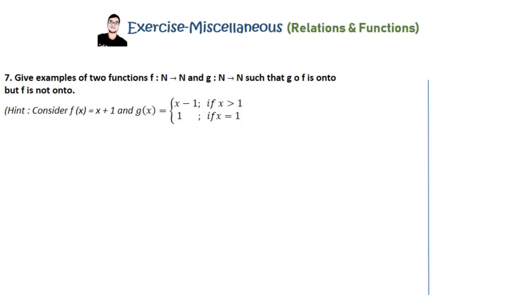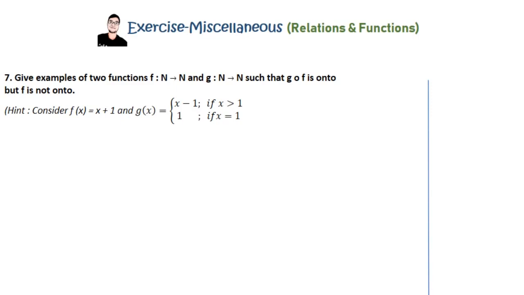You may find it on your own, there is no problem in it, but it would consume time as you would be going for many kinds of hit and trial methods. But here, as it's a miscellaneous problem, I purposely give the hints also. It is given to consider f(x) to be x plus 1 and g(x) to be x minus 1 and 1, determined like this. We have selected this because g of f will be onto. How? Let us see that.